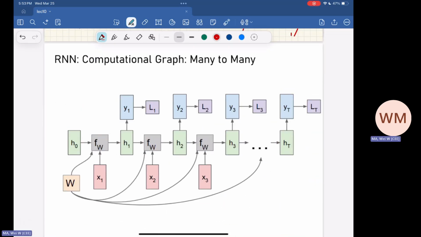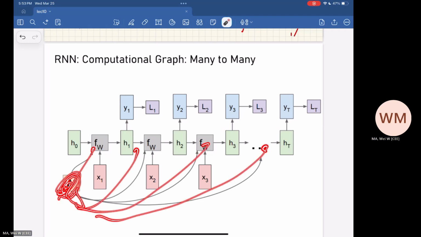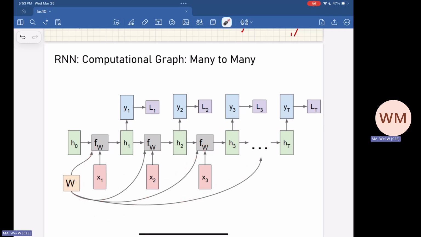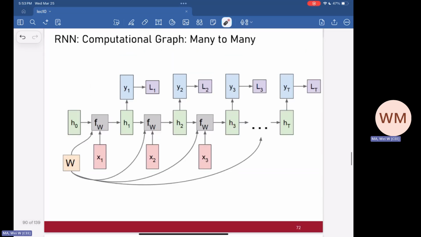This is a figure I just showed. You can see that this W is used everywhere. Okay, so that gives you the structure for the RNN. I don't have the time for GNN because GNN is so complicated.